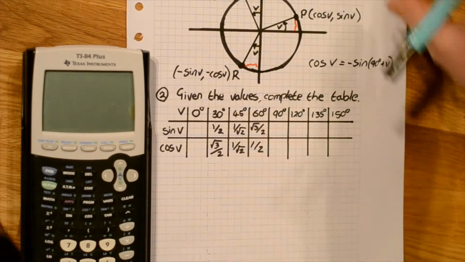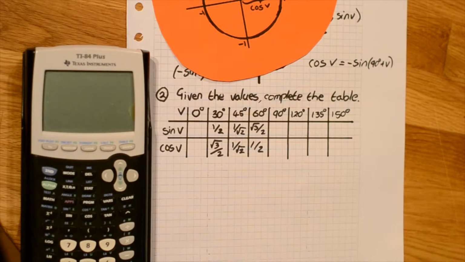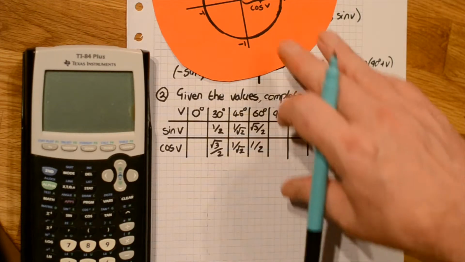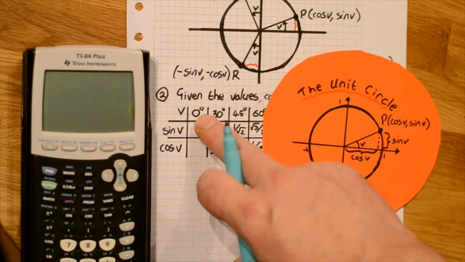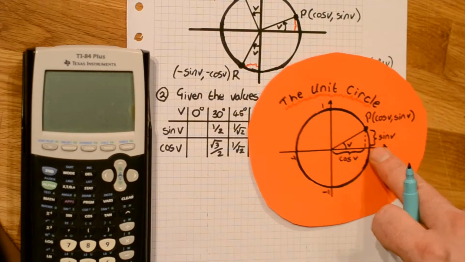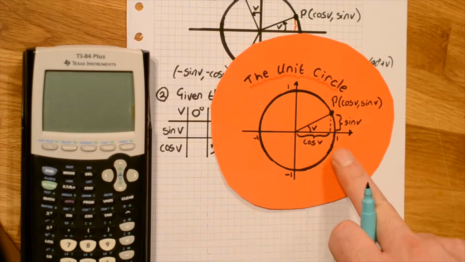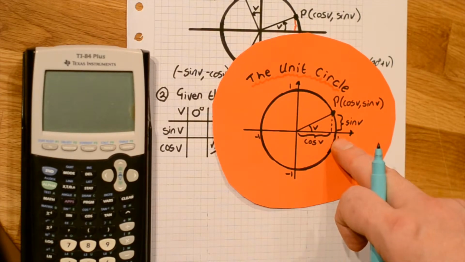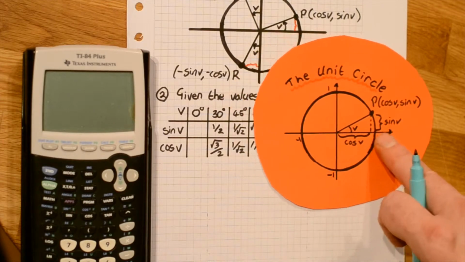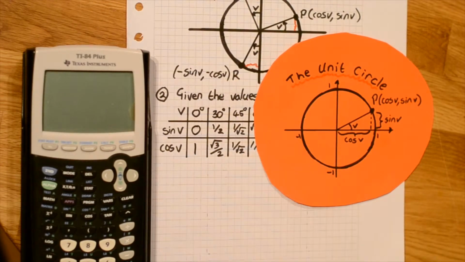Okay, given the values in this table, complete the table. The first ones are easy. We need to find the sine of 0. An angle 0 will have a point on the unit circle here on the radius. The coordinates of this point are 1, 0. So the y value is 0. The cosine value is 1.